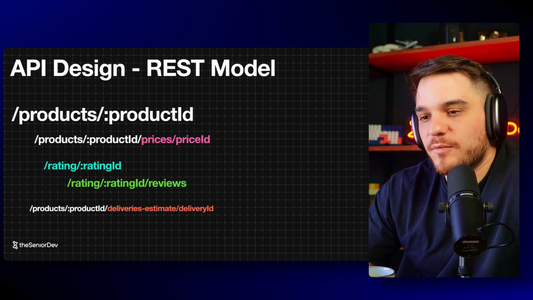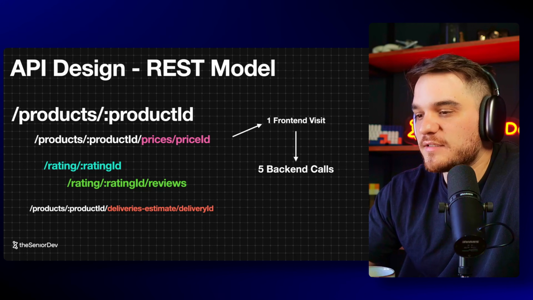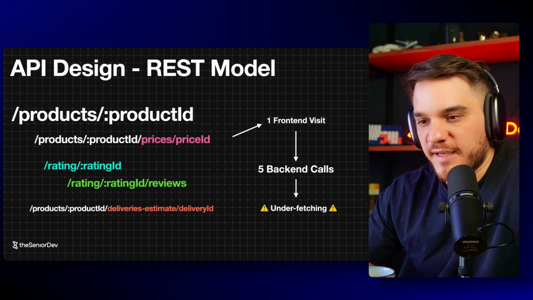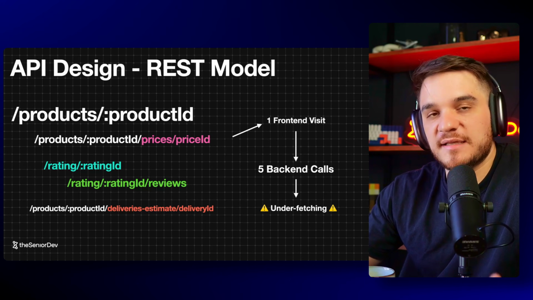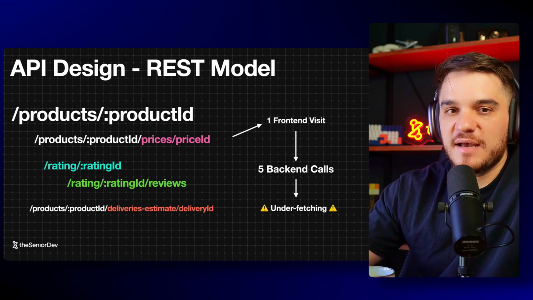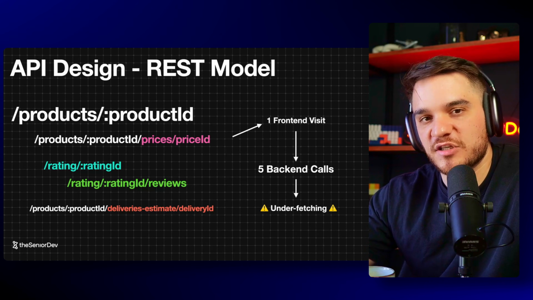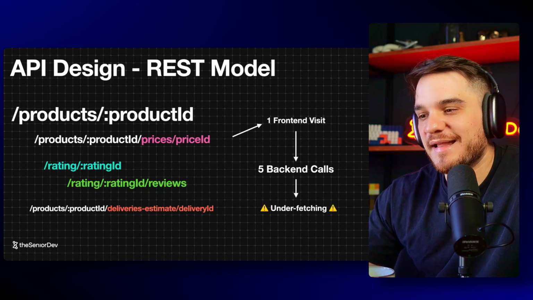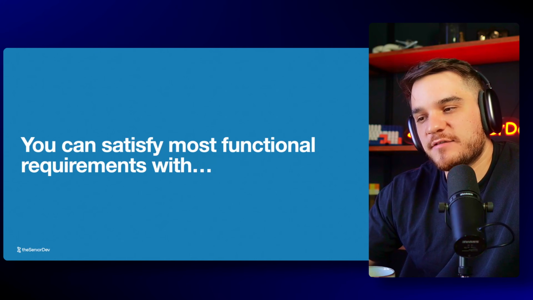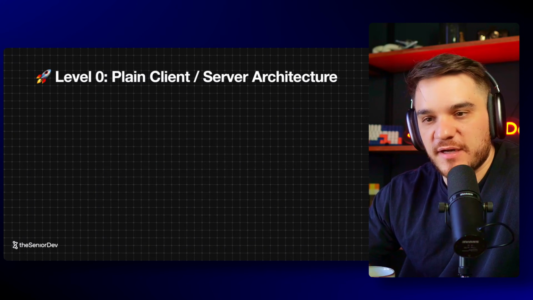Back to our REST model, we can see that for a single front-end visit, for a single page, we need to do at least 5 backend calls. And this is what we call underfetching in REST. And so the problem with REST APIs is that many times you don't get enough information in a single request, and you have to do a lot more subsequent requests to get everything, which ends up putting a lot of pressure on our backend. And we will handle this later in the video when we talk about scaling our data layer.